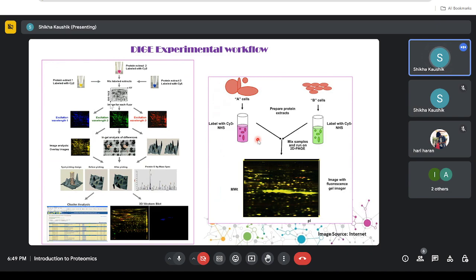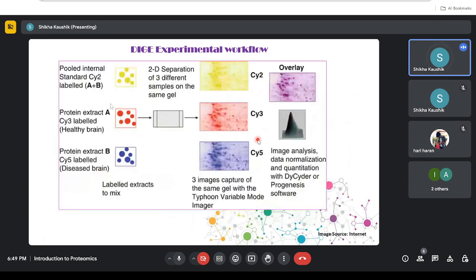But at the same time, it is giving you a complicated result. You're getting 3 sample results in one gel, which is not possible when you're doing only 2D gel electrophoresis, because here you're using fluorescent dye, and that is what you're exploiting, the properties of fluorescence.